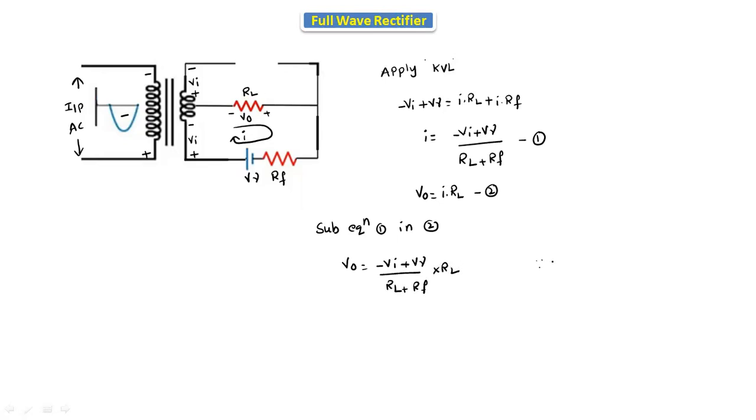We know that for the ideal diode, V gamma and RF both are 0. Substituting in this equation, we will get V0 is equal to minus VI, with V gamma as 0, divided by RL into RL. In the center tap full wave rectifier, RL gets cancelled, so V0 is equal to minus VI. If you give the negative half cycle to the center tap full wave rectifier circuit, we get V0 equal to minus VI. This is about the negative half cycle equation.